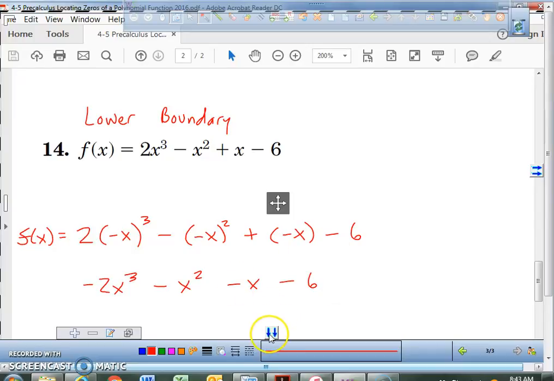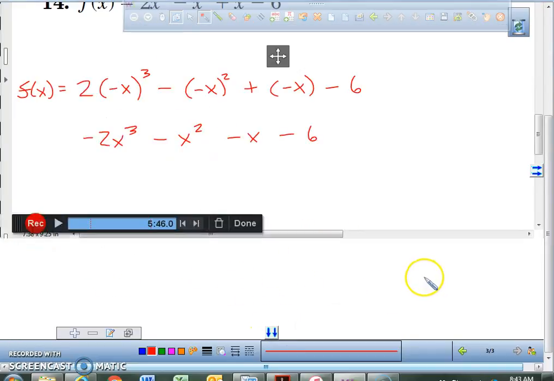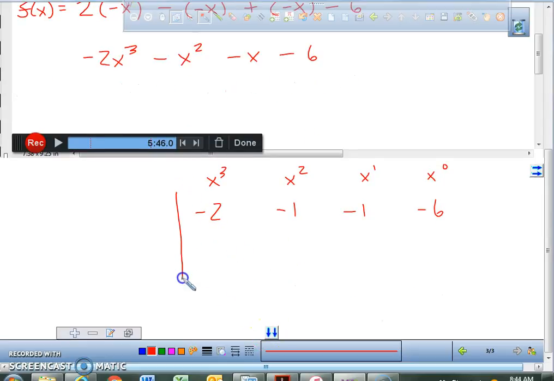So what we're going to do now is some synthetic division. We have x cubed, x squared, x to the first, x to the 0. What number am I going to put directly underneath x cubed, Adam? Negative 2. How about here? Negative 1 here. Negative 1 here. Negative 6.